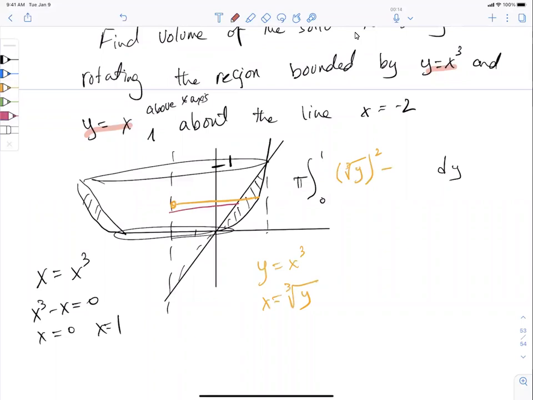Inner radius has to do with y equal to x or x equal to y, doesn't matter. Oh, sorry, I need to make a correction here for the outer radius. This portion of it is cube root of y. But then you also have to add this missing part, because that's how far away it is from the axis of rotation. So it's going to be cube root of y plus 2, or minus -2, doesn't matter, squared. Sorry about that. And the inner radius, similar pattern, is going to be this portion, which is just y, and then you add 2 to it.